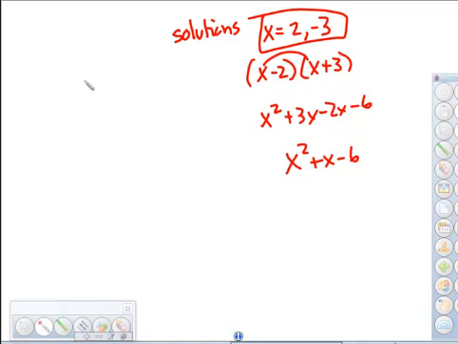So what happens if you have something that's complex, though? Like, if I told you that x equaled 2i, what the heck? Well, how do we get imaginary numbers? We only get imaginary numbers whenever we take the square root.